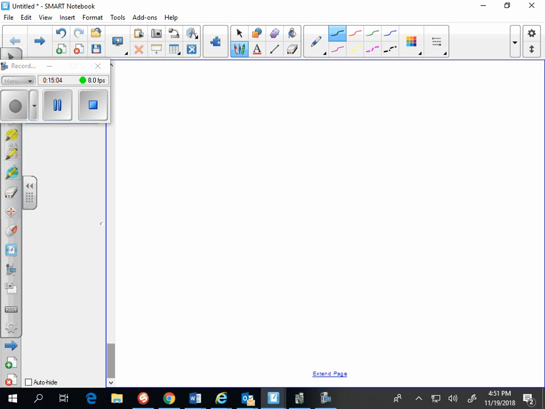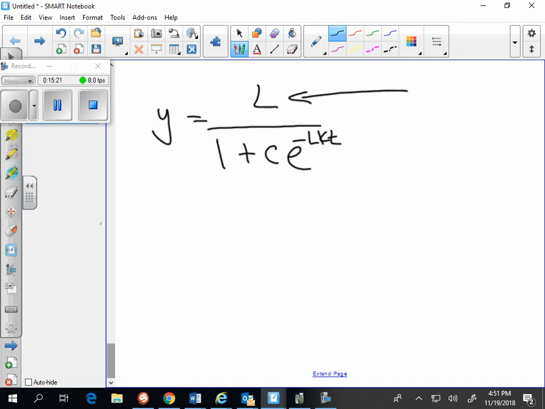Well, let me give you the general equation for a logistic curve. Logistic curves can come in different equation types, but generally speaking, y equals L over 1 plus C e to the minus LKT is what we're going to see for logistic. Notice this L up here all by itself. That's our top horizontal asymptote. Whatever that number is, we're going to say y equals L is our top horizontal asymptote, and y equals 0 is our lower horizontal asymptote. So we've got two horizontal asymptotes.